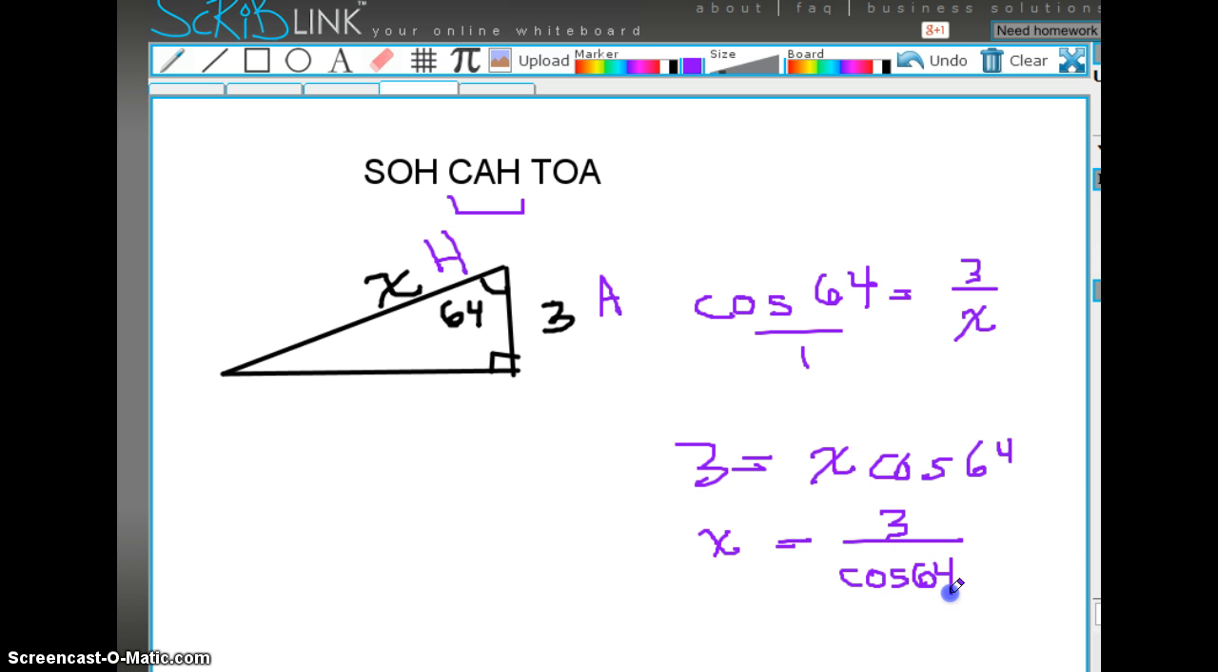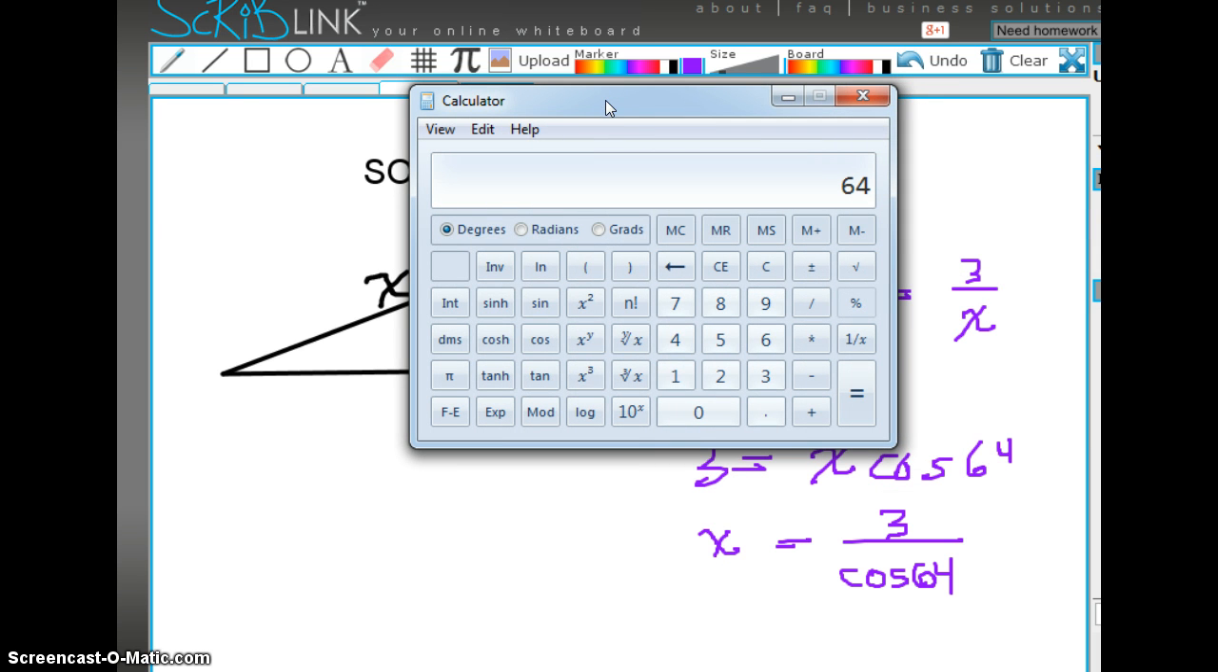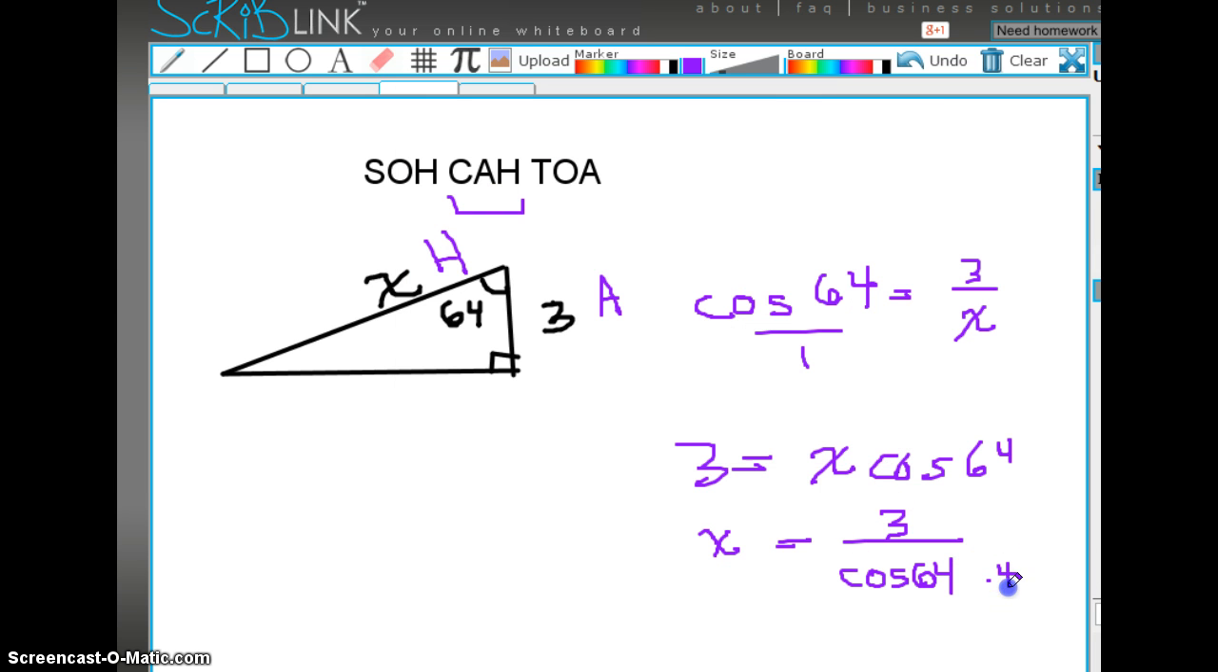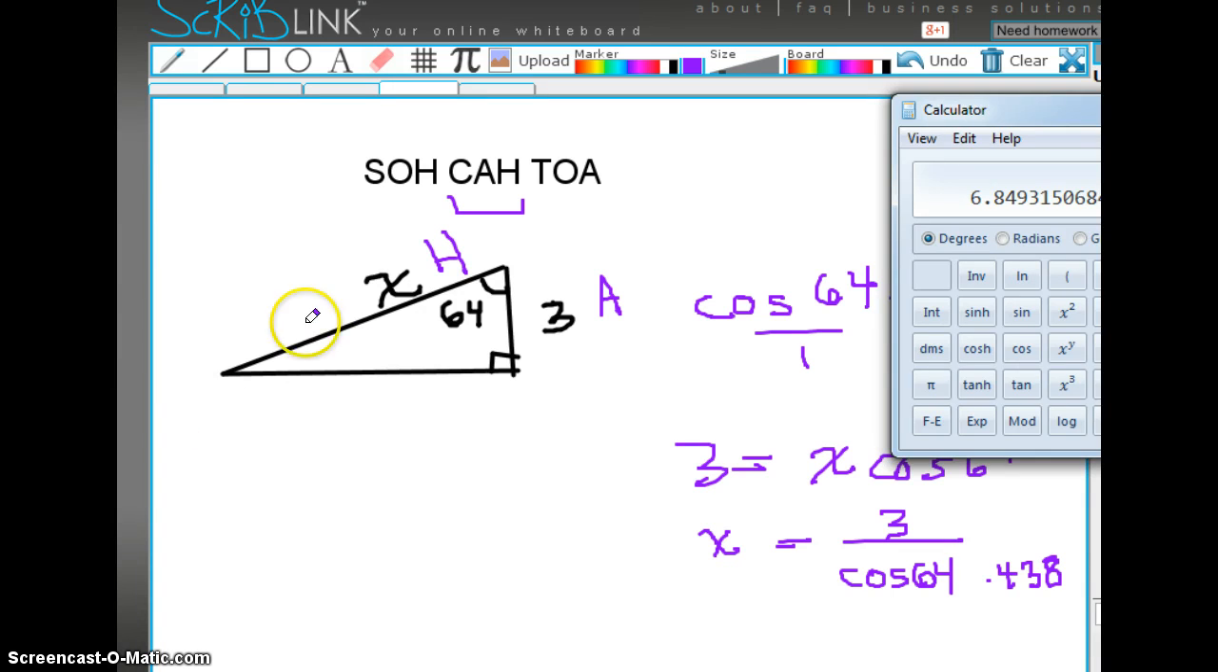And so let's go find the cosine of 64 real quickly. 64, and hit the cosine button, is 0.438. So x is going to be 3 divided by 0.438, or 6.89 units.